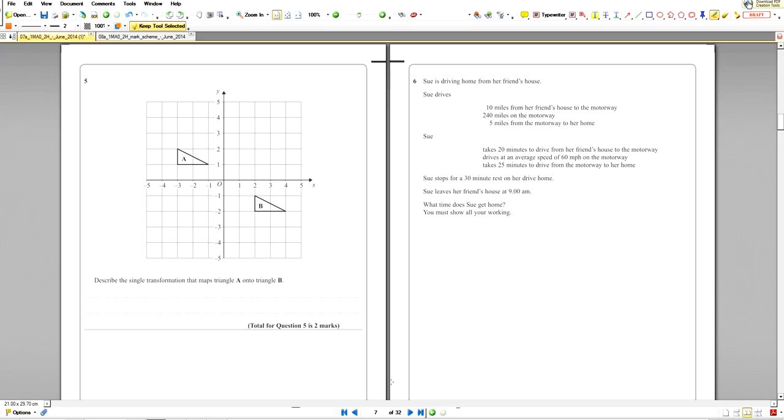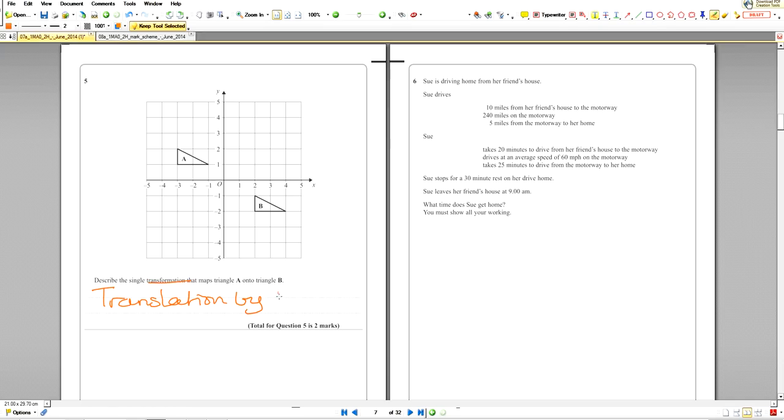Okay, question number 5, nice transformations question. Nice and straightforward. So just describe the single transformation that maps triangle A onto triangle B. Straight away is what kind of transformation? We have 4 transformations. We have translation, reflection, enlargement, and this question, it is a translation. Now, one common mistake made by students, they use the word transformation in the answer. Don't. Tell us what transformation is.